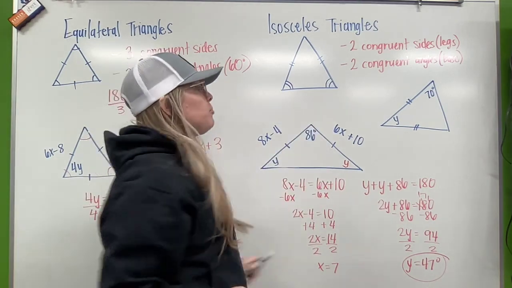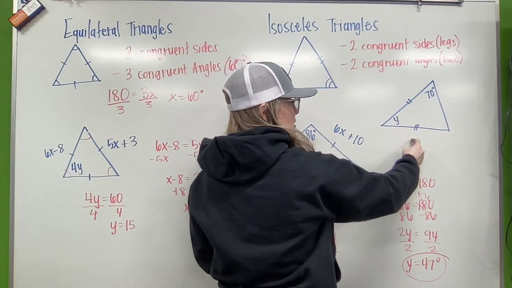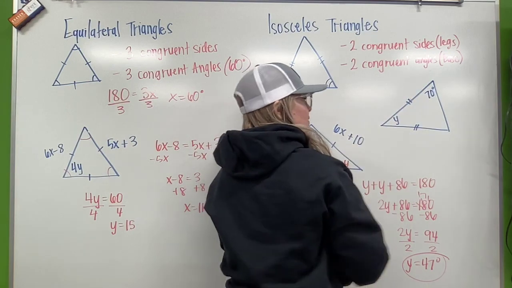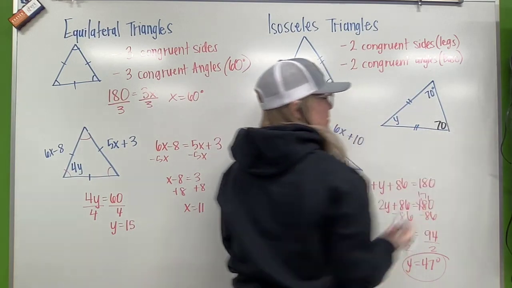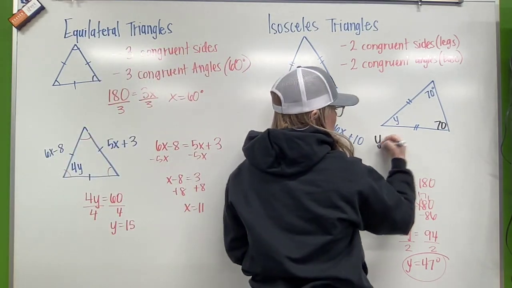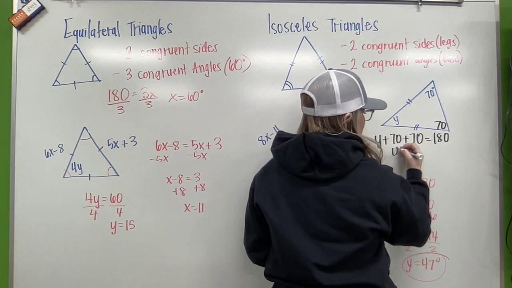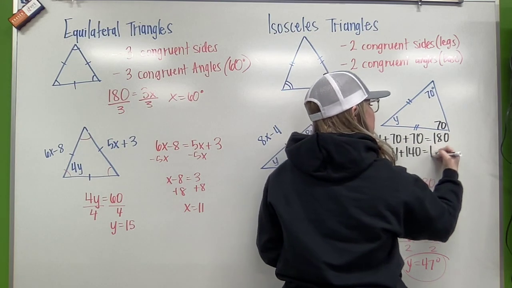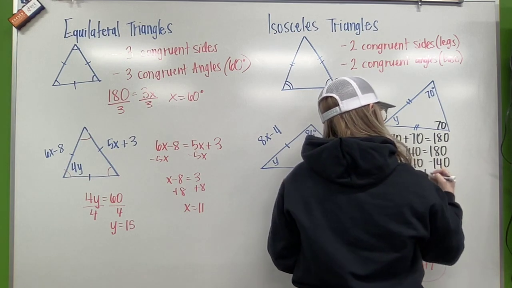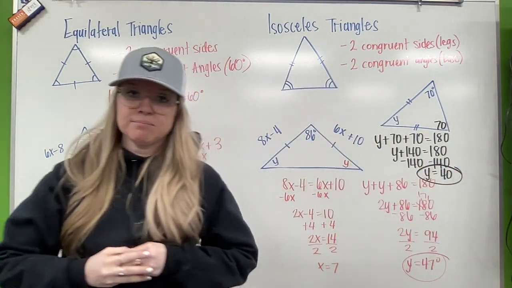So I've got one more example over here. This one's just a little bit tweaked. Here are my congruent sides. So my base angles are these 2 angles. So if this angle is 70, that means this angle is 70. And now my interior angle sum has to equal 180. So y plus 70 plus 70 equals 180. So y plus 140 equals 180. And then I'm going to subtract the 140 over. So here I'm going to get y equals 40 degrees.